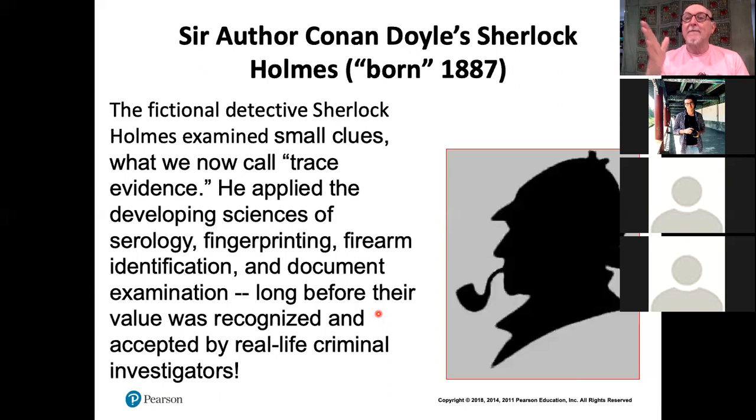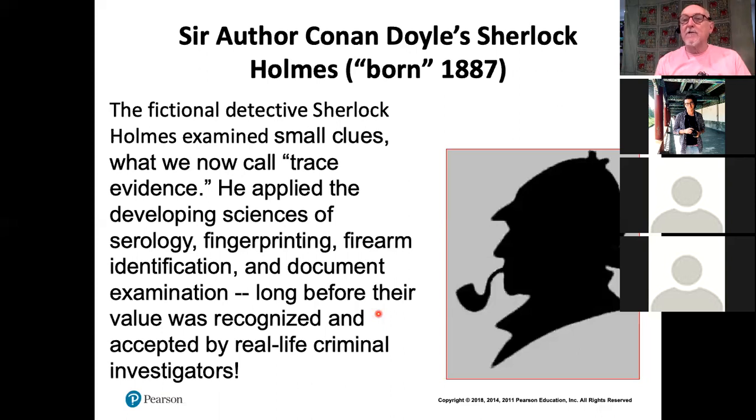promulgated by a fictional character, and that was Sherlock Holmes. Sherlock Holmes, written by Sir Arthur Conan Doyle, one of the most popular fictional characters ever written in the English language. And Conan Doyle had an almost prophetic vision of how crime might be investigated. So he had his character, Sherlock Holmes, in investigating crimes or in interviewing people, whatever. He had this ability to spot very, very small clues, which we now regularly do, and we call that trace evidence. And he applied techniques which were still yet to be developed, but Conan Doyle saw them in his brain as being in the future, and useful.